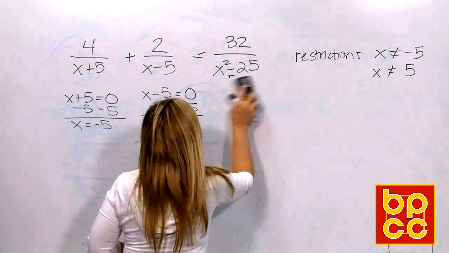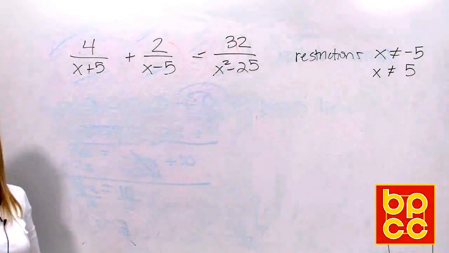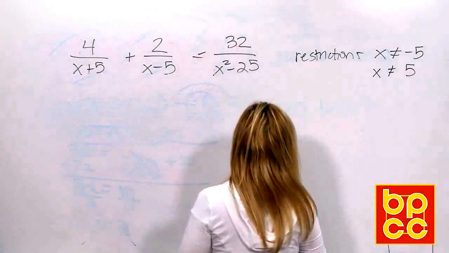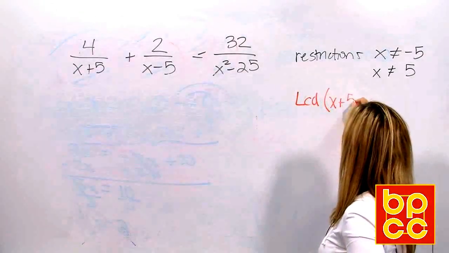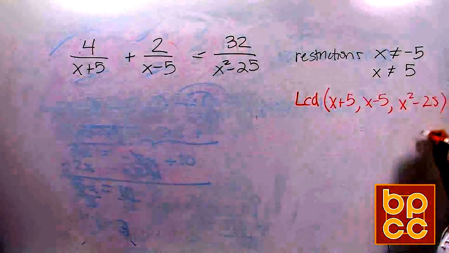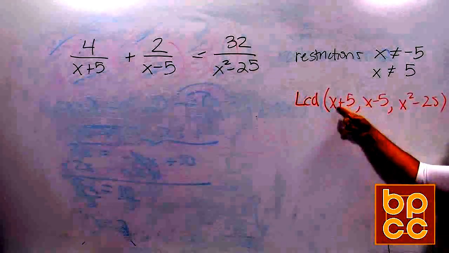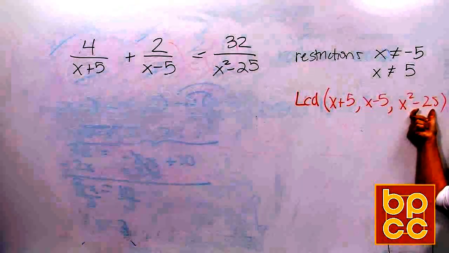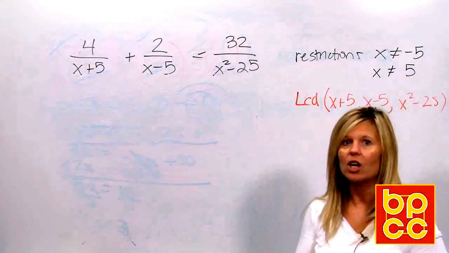All right, now the restrictions are out of the way. Now they want us to solve. Well, to solve, we need that concept LCD. We have in the denominator x plus 5 and x minus 5 and x squared minus 25. All right, this term and this term are not the same, so we need each one of these. This term doesn't look like these two.